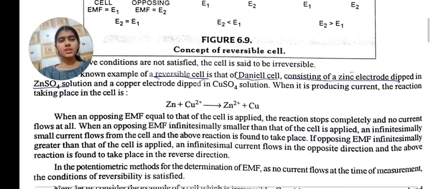When an opposing EMF equal to that of the cell is applied, the reaction stops completely and no current flows at all. When an opposing EMF infinitesimally smaller than that of the cell is applied, an infinitesimal current flows from the cell and the above reaction is found to take place. If an opposing EMF infinitesimally greater than that of the cell is applied, an infinitesimal current flows in the opposite direction and the above reaction is found to take place in the reverse direction.